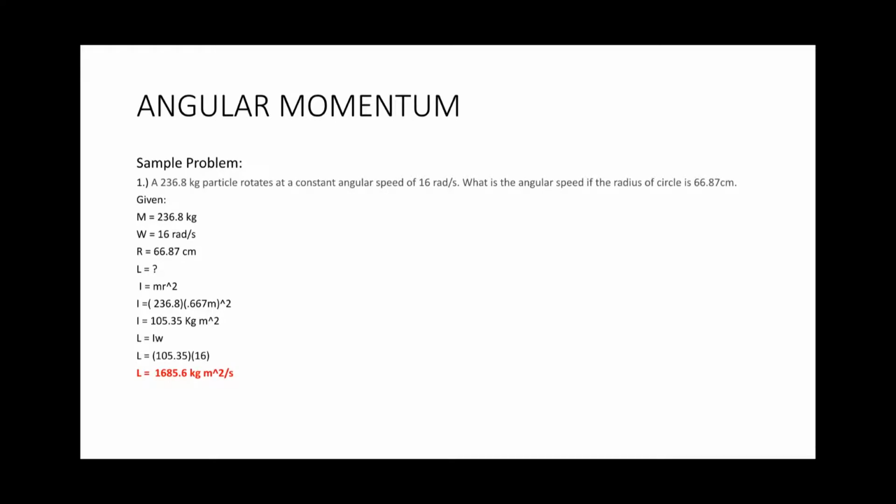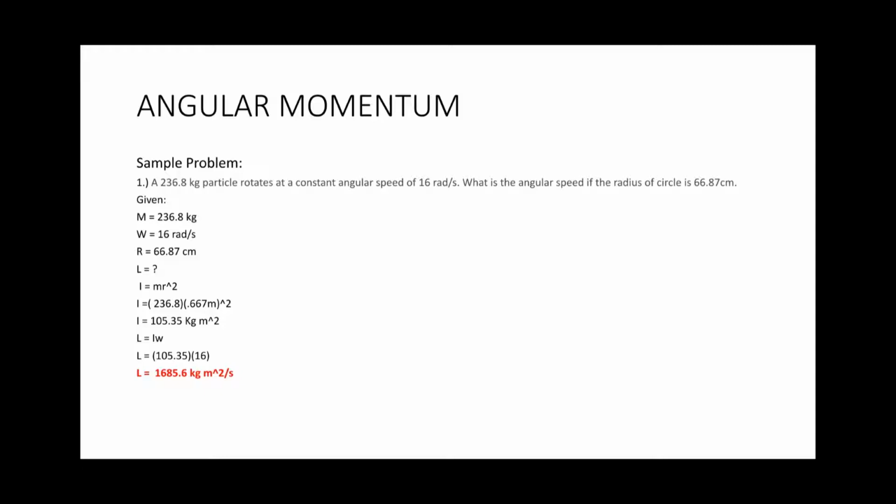Okay, let's have an example for angular momentum. Example number 1. A 236.8 kilogram particle rotates at a constant angular speed of 16 rad per second. What is the angular momentum if the radius of the circle is 66.87 cm? First, we will write down the given, which is m is equal to 236.8, the mass. W is equal to 16 rad per second, which is the angular speed, and r is equal to 66.87 cm, the radius, and lastly L, which is unknown, and this is the angular momentum.